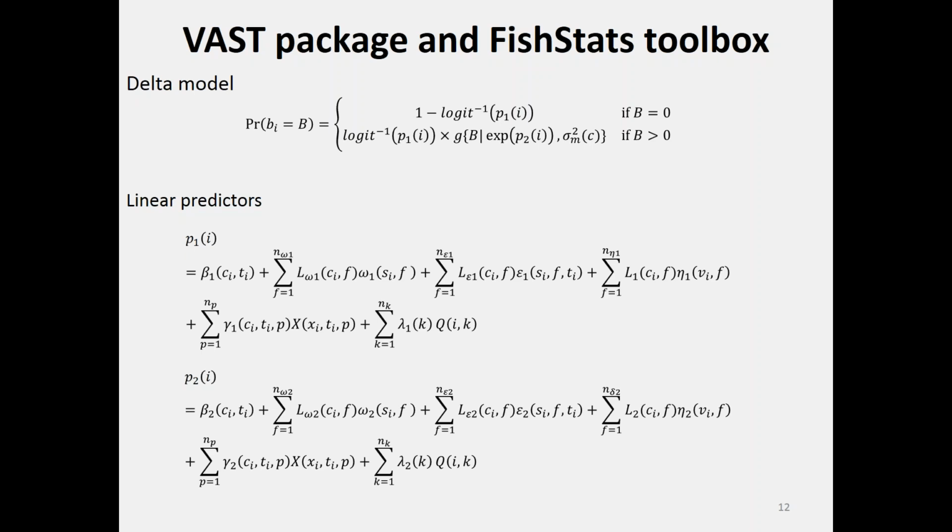So you have to specify the structure of the catchability matrix and the habitat density covariate matrix. Any questions?